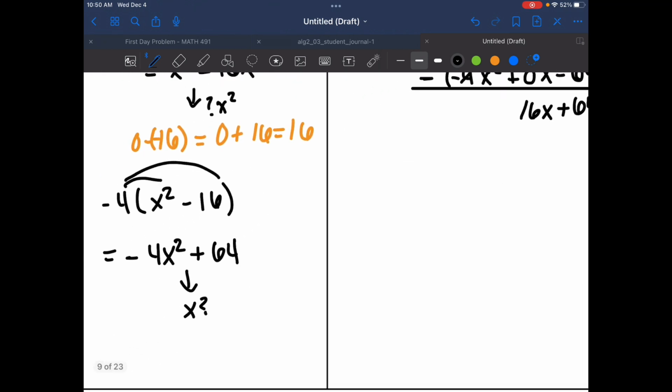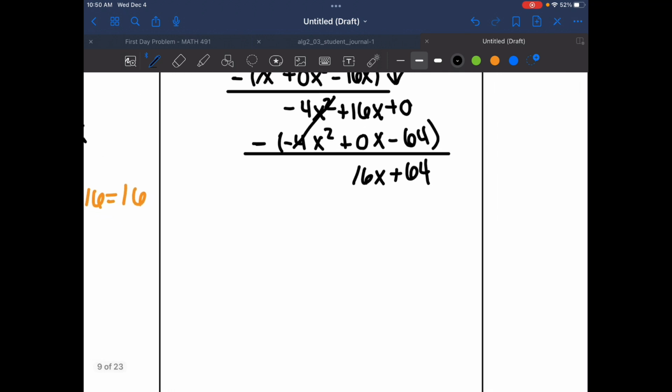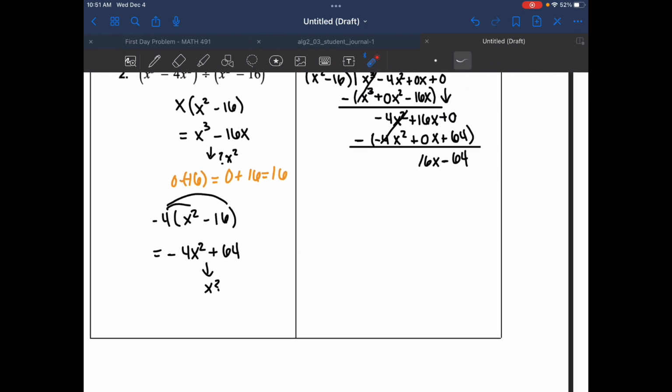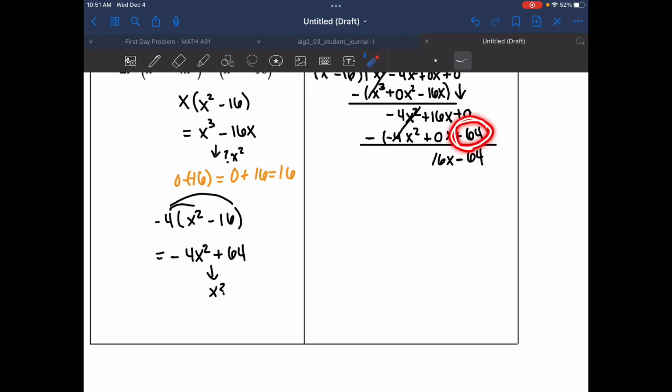Okay. Oh, I made a mistake. This is plus 64. Oops. And you might have noticed this before I even wrote it down. This should be negative 64, because we've got positive 64 here, and what I did was I accidentally wrote this as negative 64. Okay, so not too bad.